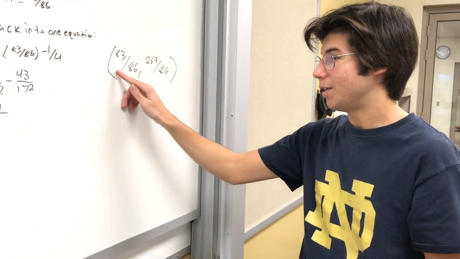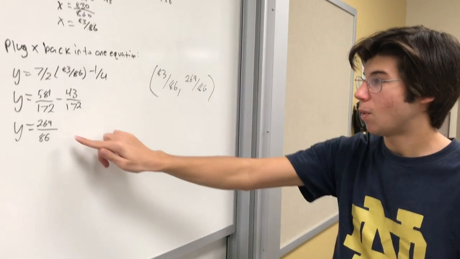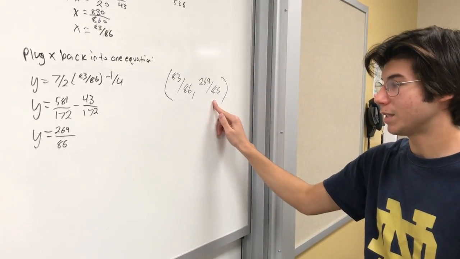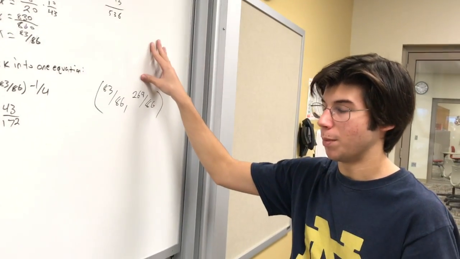So that means you're going to take your x, 83 over 86, and your y, 269 over 86, and that's going to be your circumcenter, or the point of intersection for all of your perpendicular bisectors.